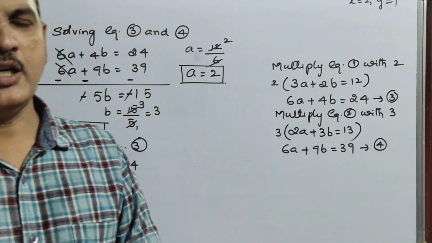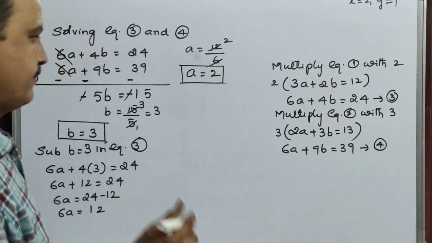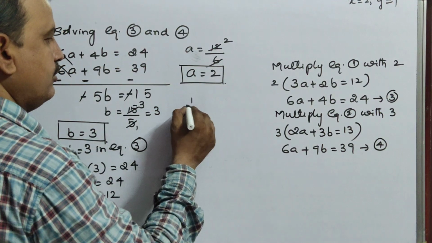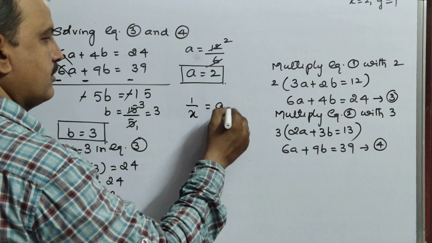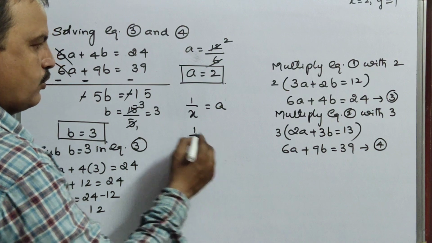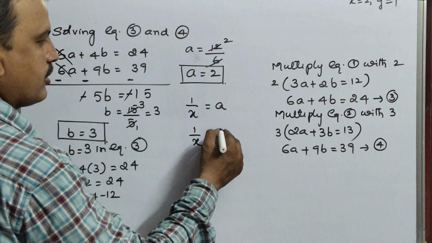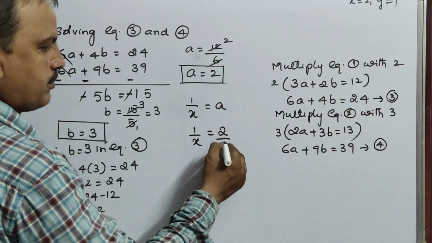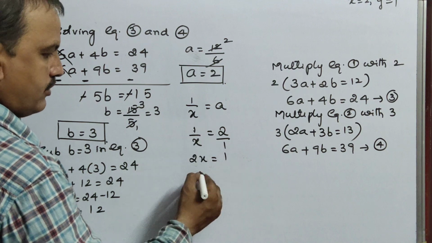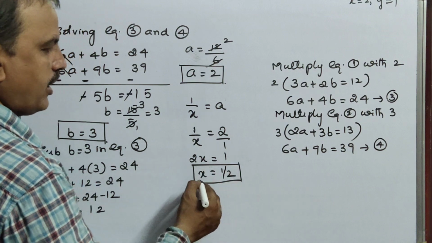Do you remember, in the starting we considered 1 by x equals a. Now 1 by x equals, what is the value of a you got, children? 2. So 1 by x equals 2. Now do cross multiplication. 2 into x, 2x, 1 ones are 1. So x equals 1 by 2. Now you got the x value.